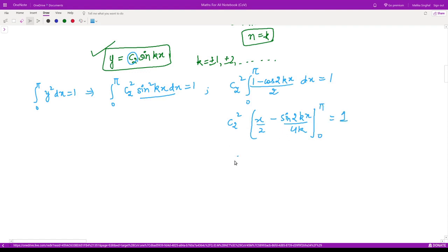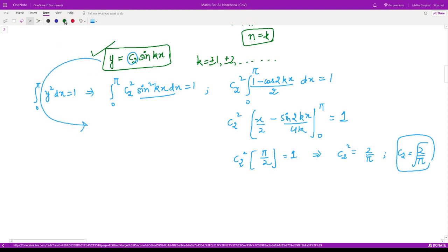So solving this, I have c2 square, and the first term would be pi by 2, sine of pi would be 0, then 0, and then sine of 0 would be 0. So this is equal to 1. So I have c2 square is equal to 2 upon pi. So this gives me c2 is equal to root of 2 upon pi. If c2 is this, what does our y become? Our y becomes square root of 2 upon pi multiplied by sine of kx. This is our y, right?